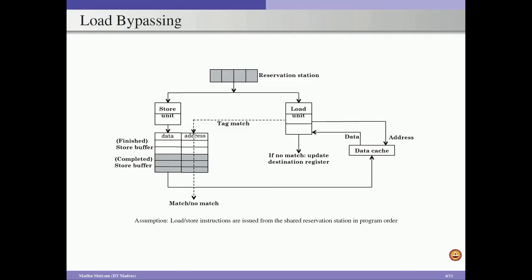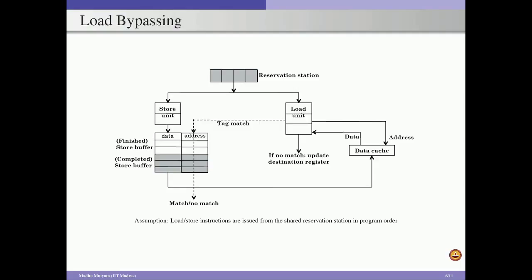In order to exploit load bypassing, we have to modify our store unit slightly by considering an address field for each of the entries of the store buffer. By adding this extra component, which holds the partial address of the store instructions, we can compare the partial address of the subsequent load instructions with it to know whether there is a match or not. And if there is no match, then we execute these load instructions out of order with respect to the previous store instructions.